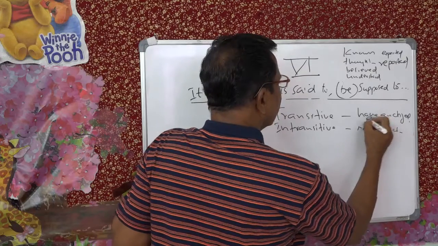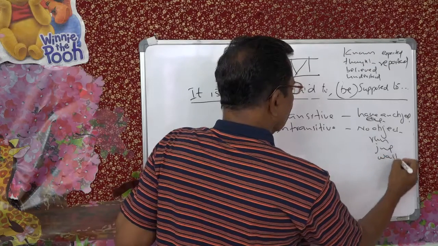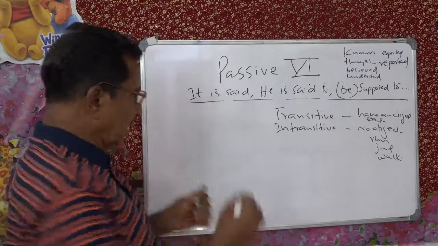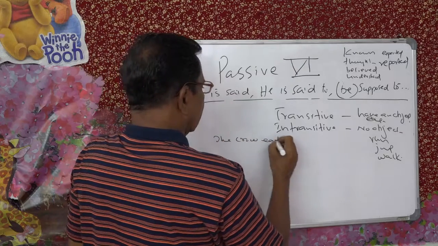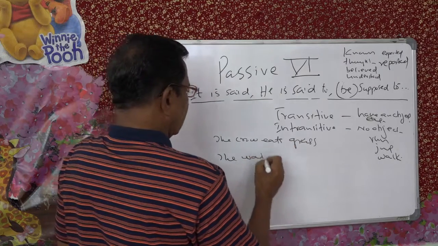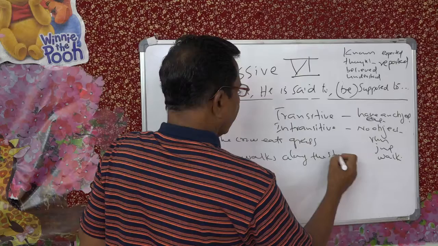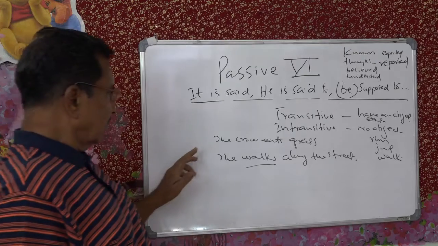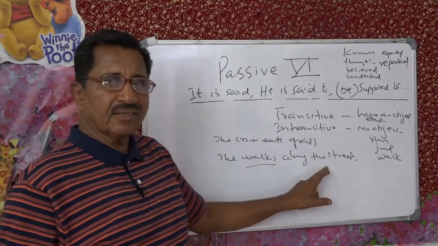For example, here eat is transitive. Run, jump, walk, these are intransitive. He walked along the street. Not passive. See the difference. The cow eats grass. The cow walks along the street. See here, you can ask now, this is intransitive. If you ask this question, the cow eats what? Grass, object. The cow walks what?